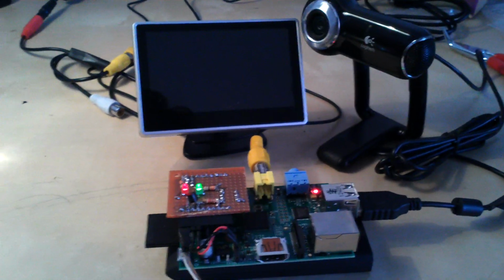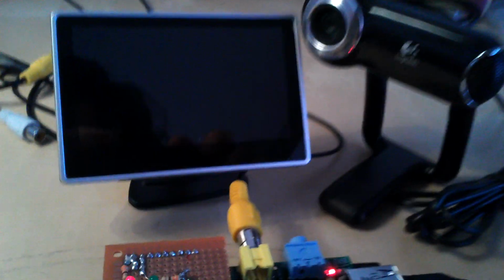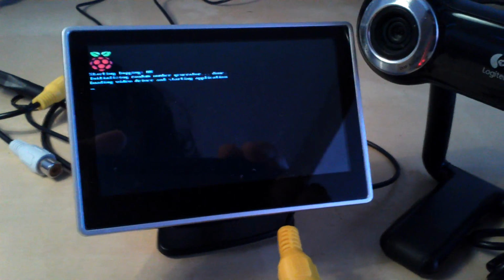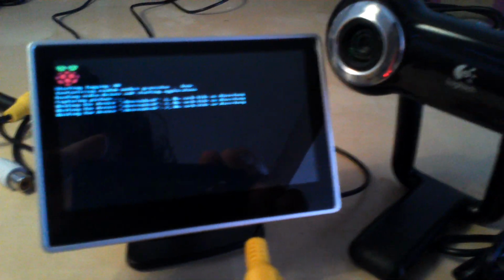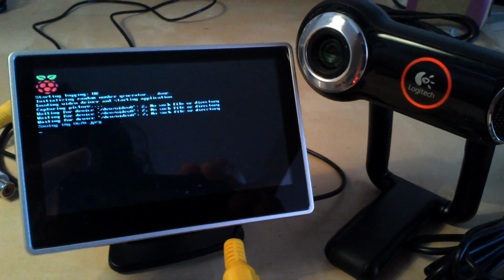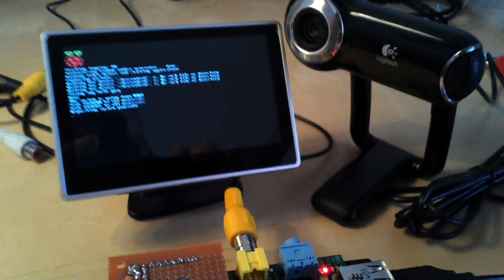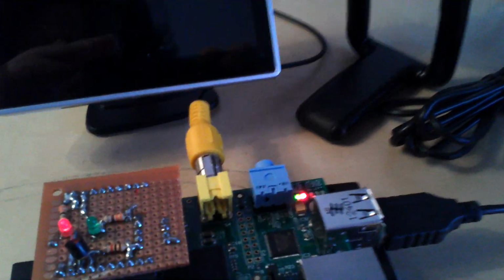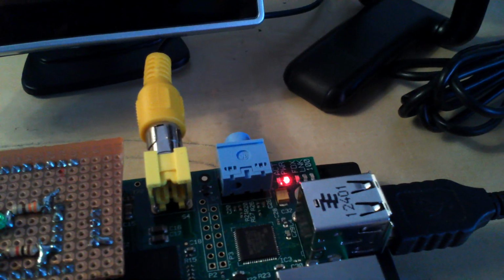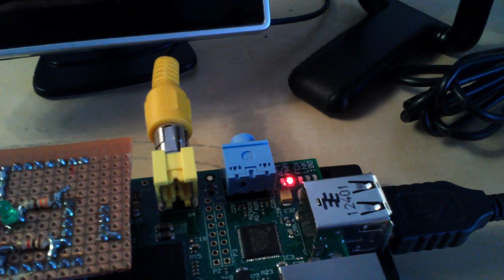When we power up the system, the computer boots up, it boots in a minimal file system, launches a small application which takes a picture, stores it in the SD card, and then it powers off the computer, going in this low power consumption mode.